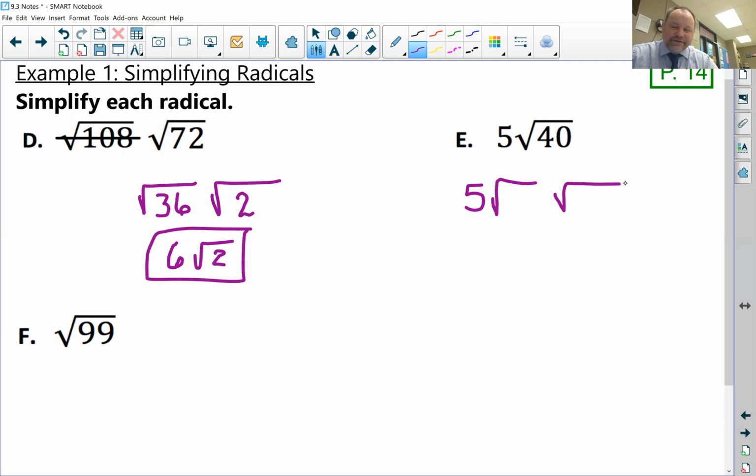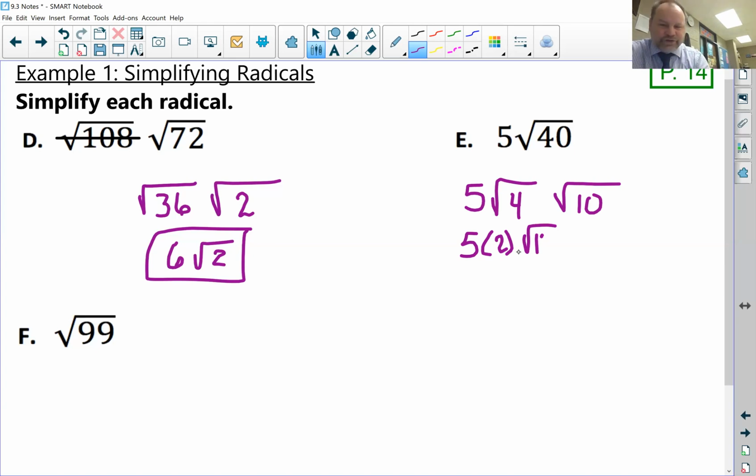The next perfect square is 16. Does 16 divide evenly into 40? No, that would be 2.5. So then I check the next perfect square, which is 9. Does 9 divide evenly into 40? No, that would give me 4.4 repeating. Then my next perfect square would be 4. And 4 divides evenly into 40. So we go 4 and 10. The square root of 4 is 2.